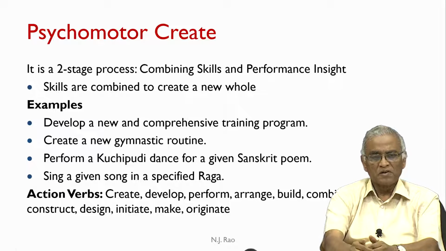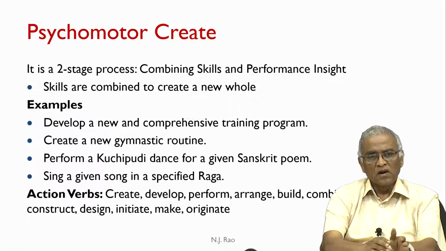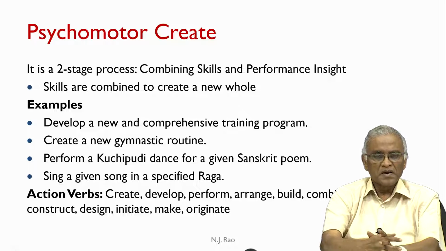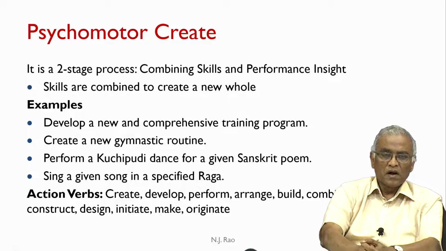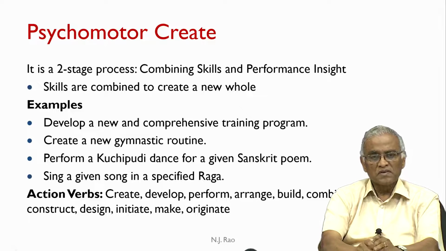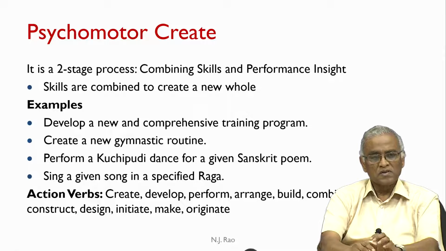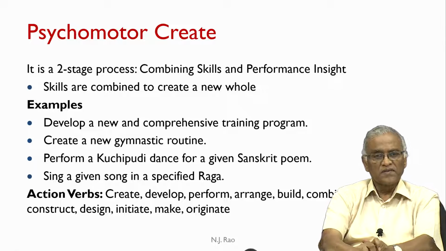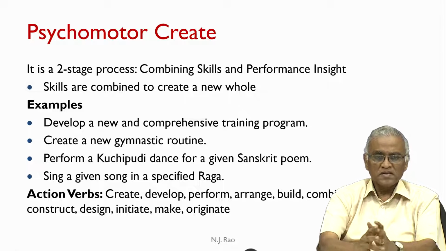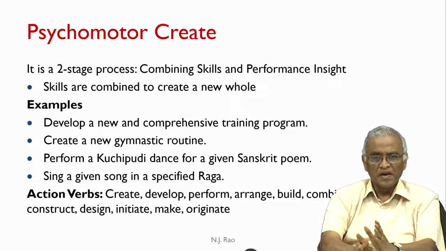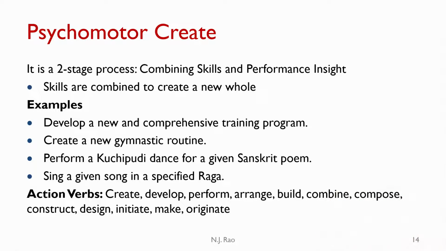How do you train somebody to be a good runner? A coach's training program can be different from somebody else's. Create a new gymnastic routine or perform a Kuchipudi dance for a given Sanskrit poem. Something is given to you, now you have to rethink how to perform Kuchipudi dance for that. Sing a given song in a specified raga. The original song might have been sung in a different raga. So action verbs: create, develop, perform, arrange, build and so on.